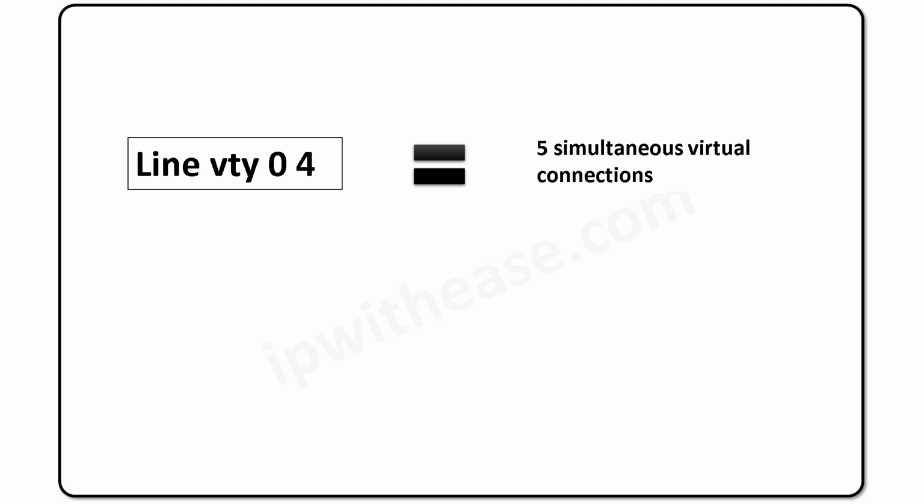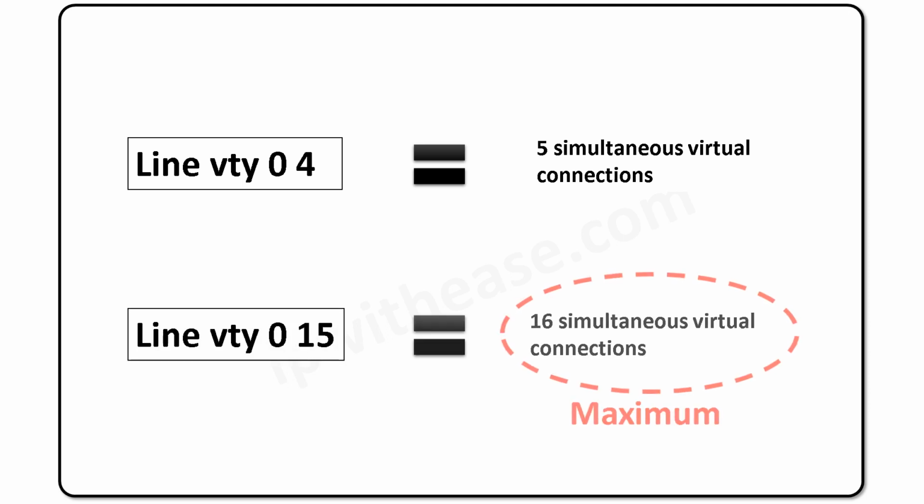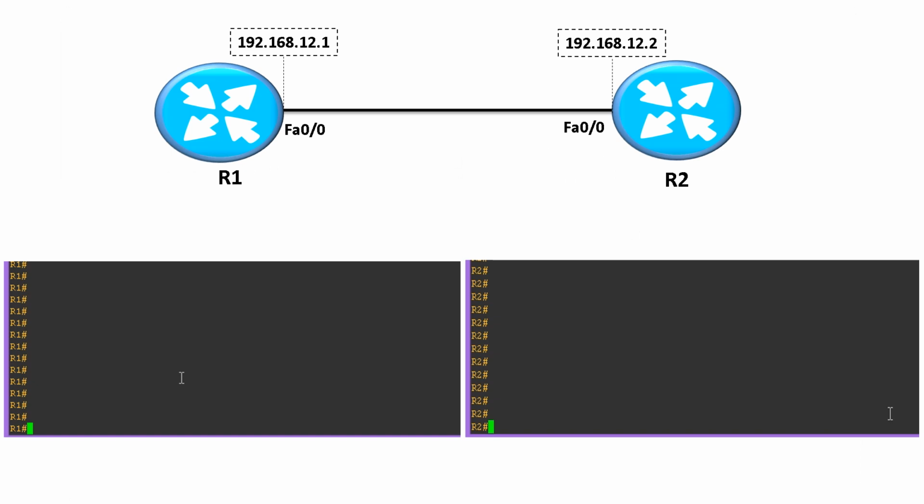At times, there may be a requirement for more connection ports. Hence, administrators may configure line VTY 0-15, which means up to 16 connection ports, and this is the maximum allowed value. This is a lab setup for VTY, that is Telnet configuration.